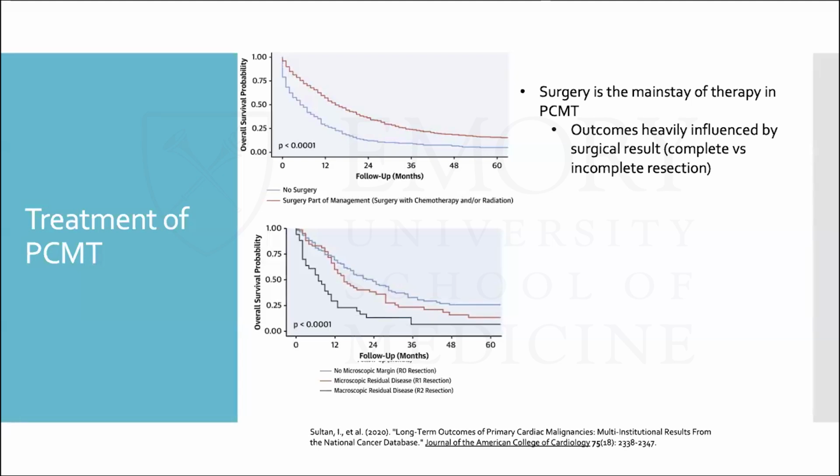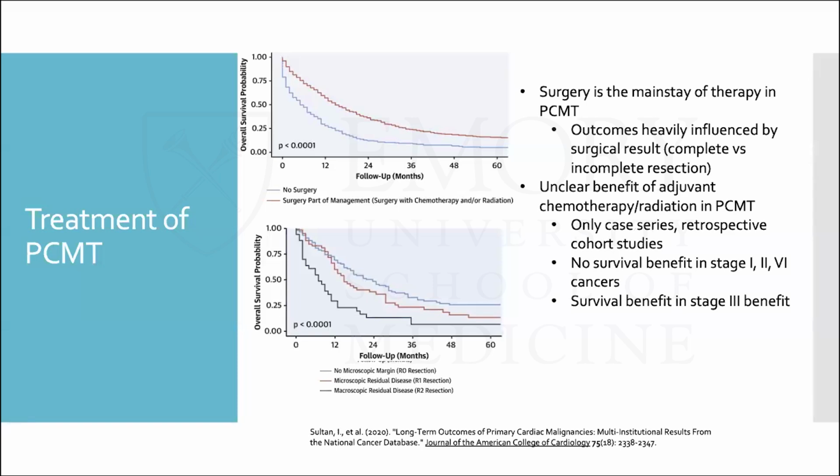There was another study that leveraged data from a registry in Canada that showed that those who had complete resection had a median survival of about 25 months, and those who didn't have a complete resection had a median survival of about 5 months. So really, complete resection is not only diagnostic, but it's the best therapeutic option that we currently have.